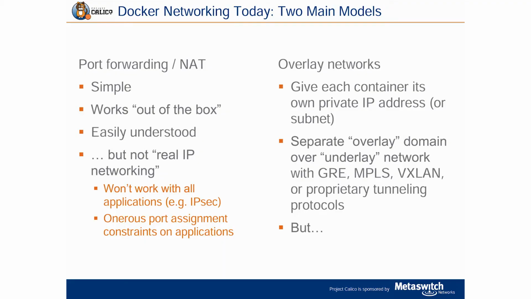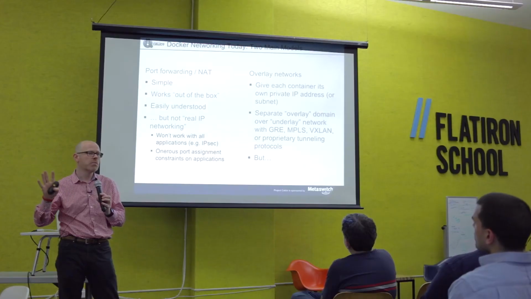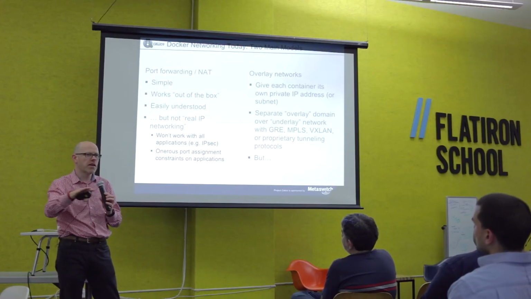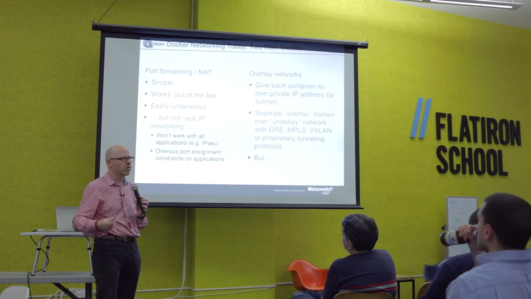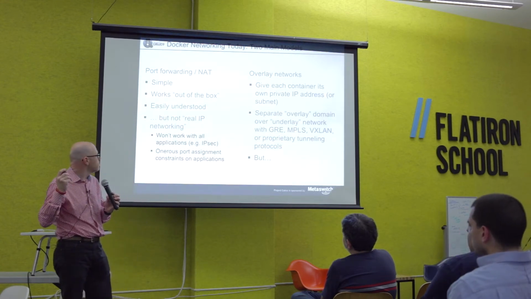But they all have in common that you're taking this IP packet and encapsulating it inside some outer wrapper. I'm going to talk for a couple of minutes about why we think that's bad, and then we'll talk about Calico. It really is the sweet spot between these two that gives you the advantages of real IP addressing, but the nice understandability and very simple nature of port forwarding.